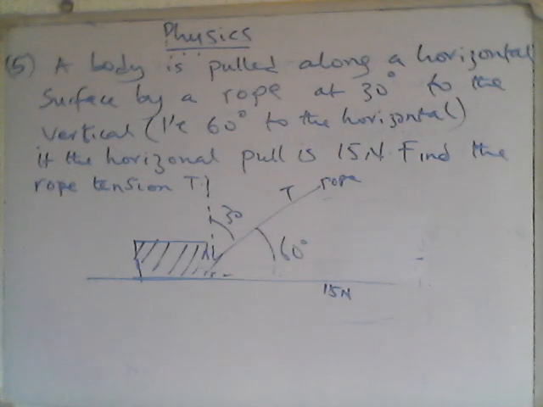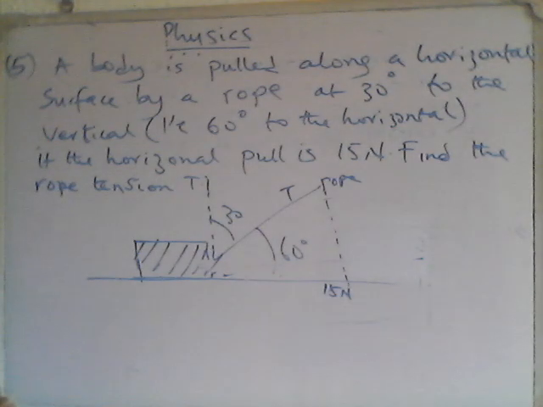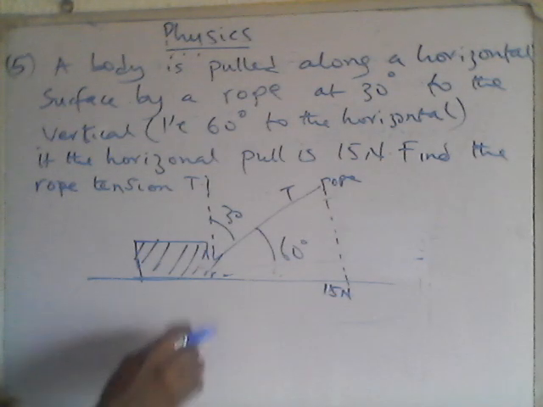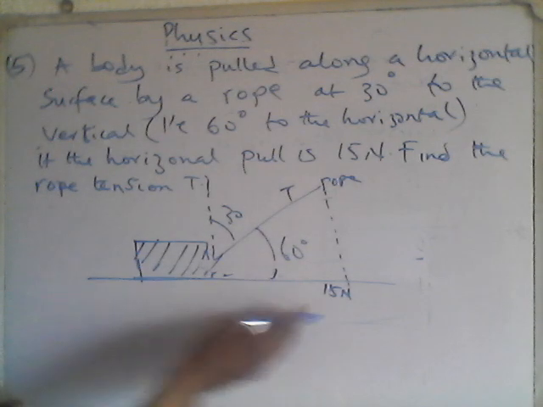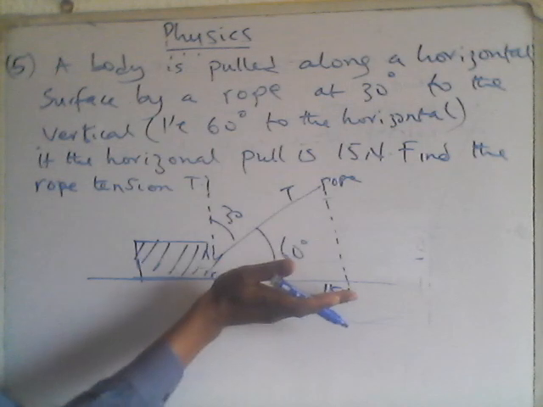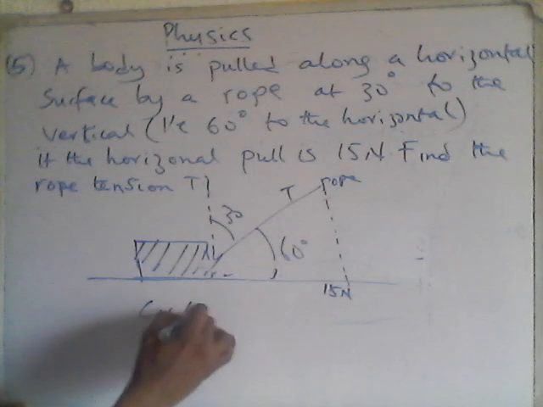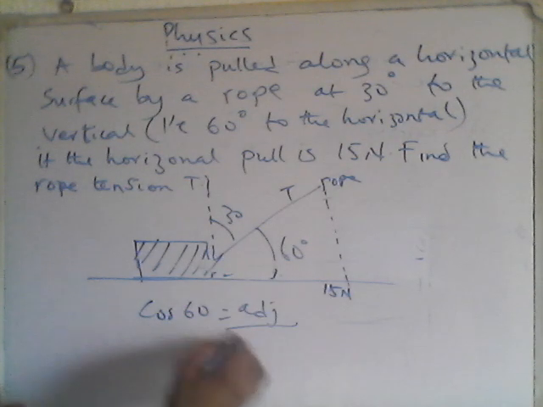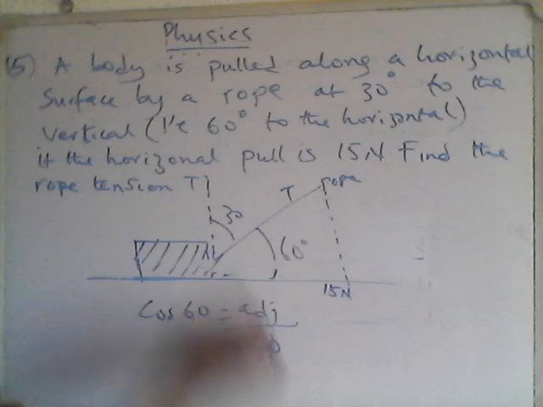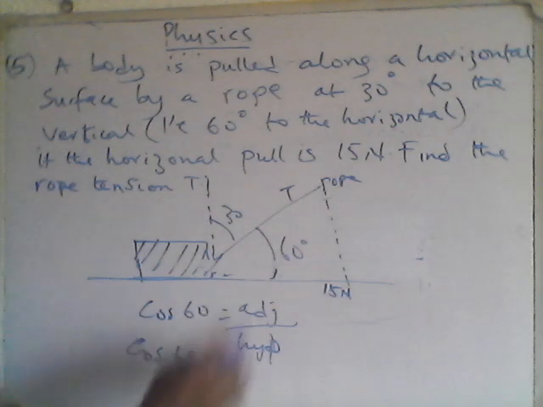So again, I'm going to be using a resolution. I'm going to resolve this along this. Okay, so to get this one, I'll be using what is called the trigonometric ratio to resolve this. So I want to get the component of this force tension on this one. So this is actually adjacent to this, and this is hypotenuse. So I would say cos 60 is equal to adjacent over hypotenuse. Here what we are doing is scale mathematics.